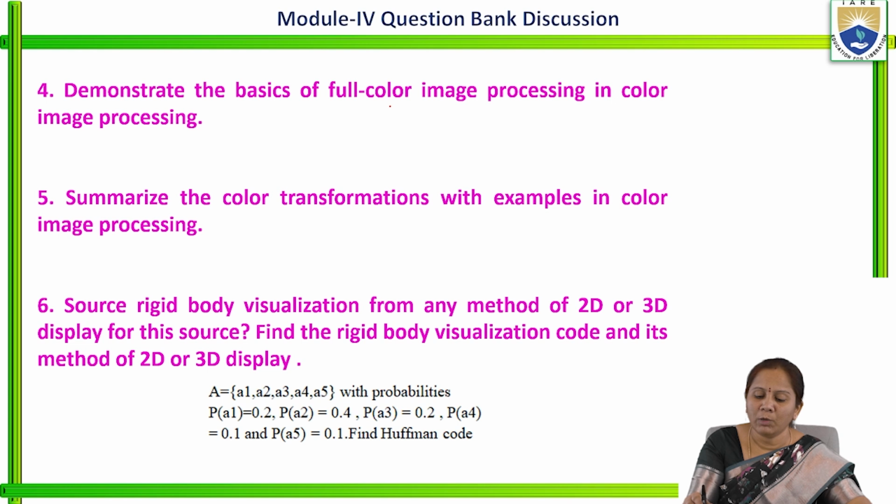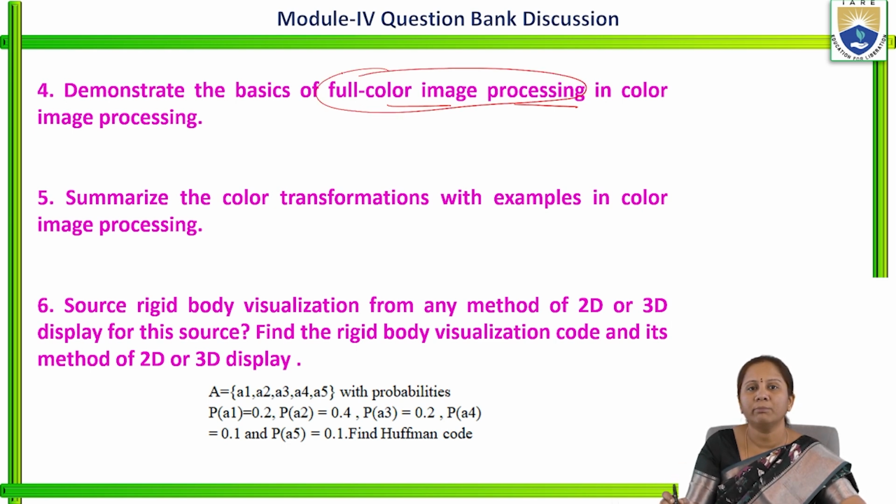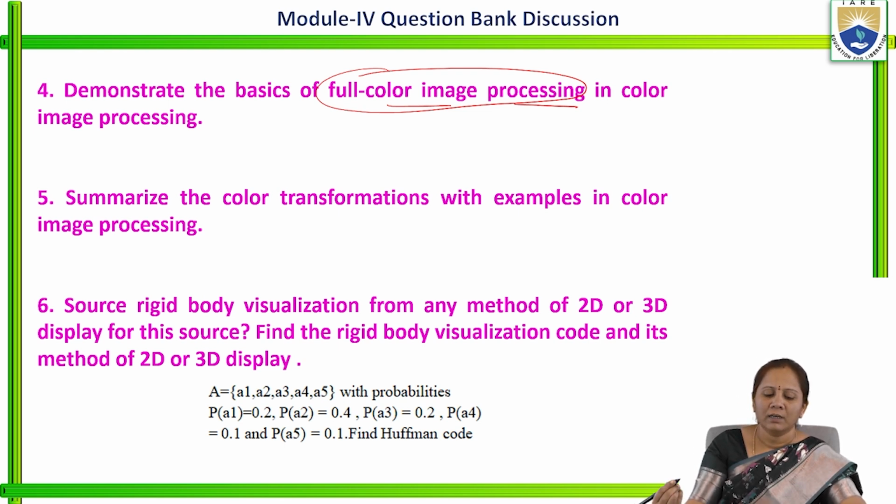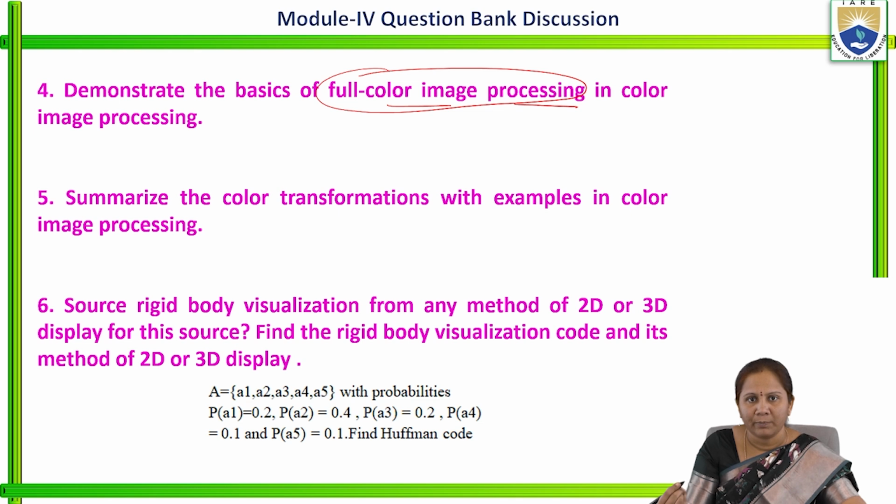Next one is: demonstrate the basics of full color image processing. So here they are asking about the basics of full color image processing. In full color image processing, we have two methods. One is per color component processing and another one is vector based processing. These two techniques should be explained here clearly.